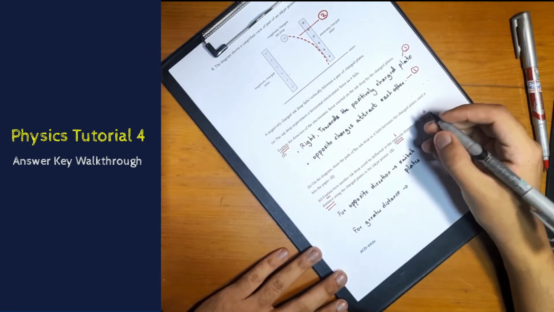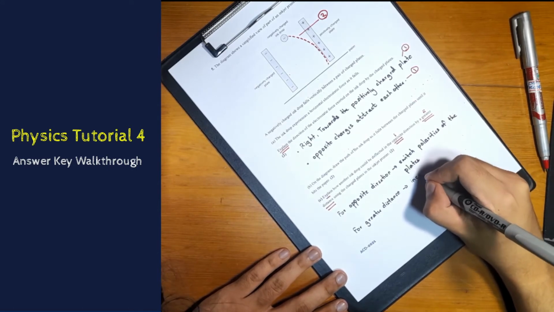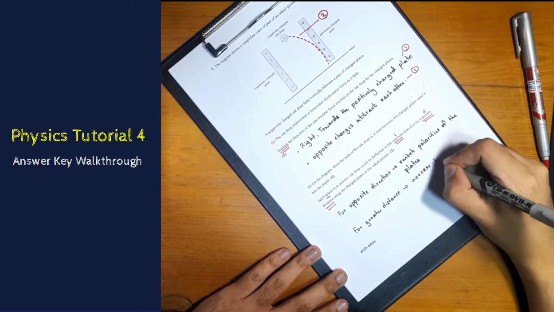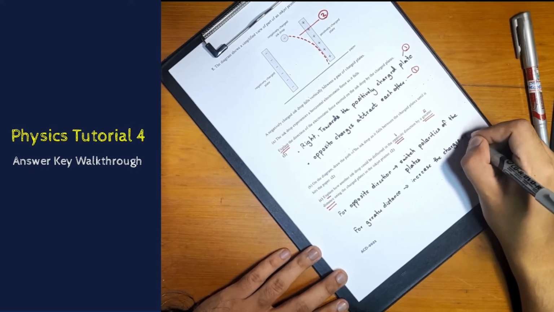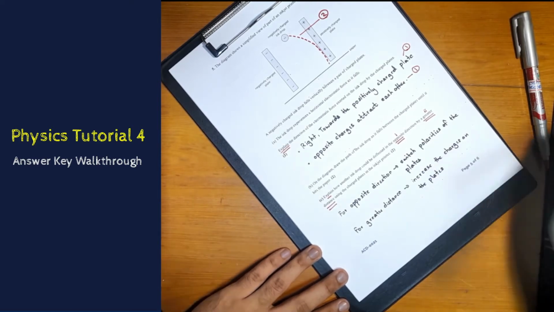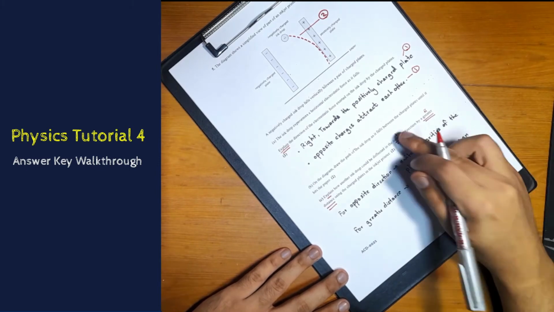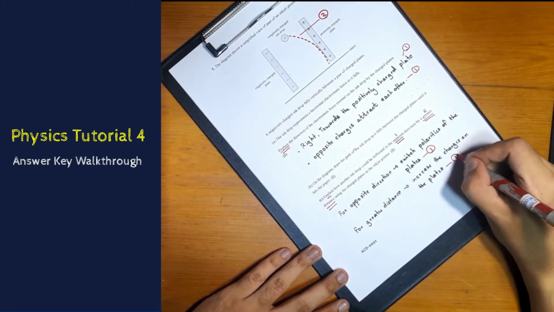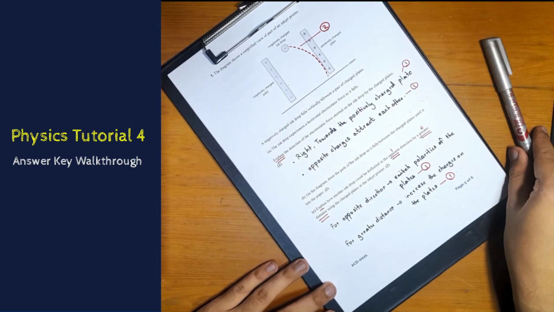So for greater distance, you can increase the charge on the plates. From here, you'll get 1 mark for opposite direction. You'll get another mark for greater distance. I hope you guys can answer this.